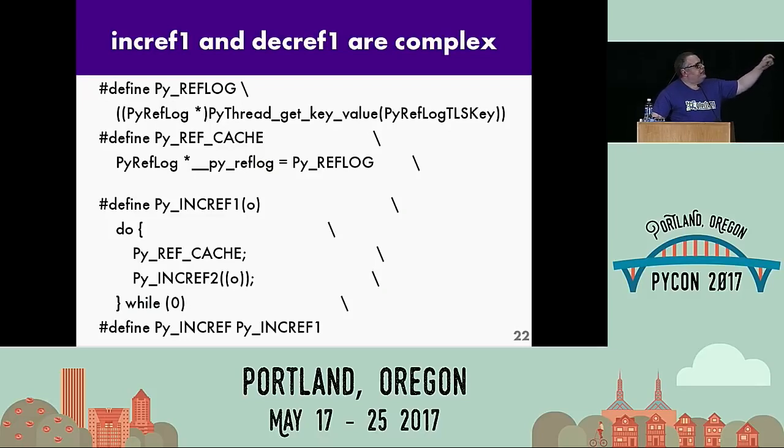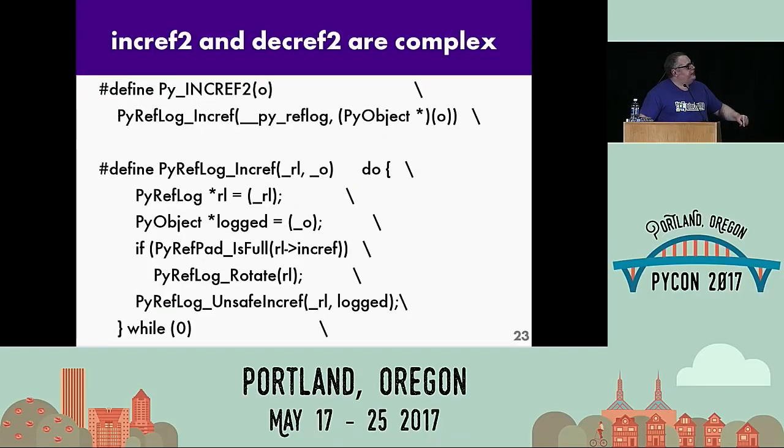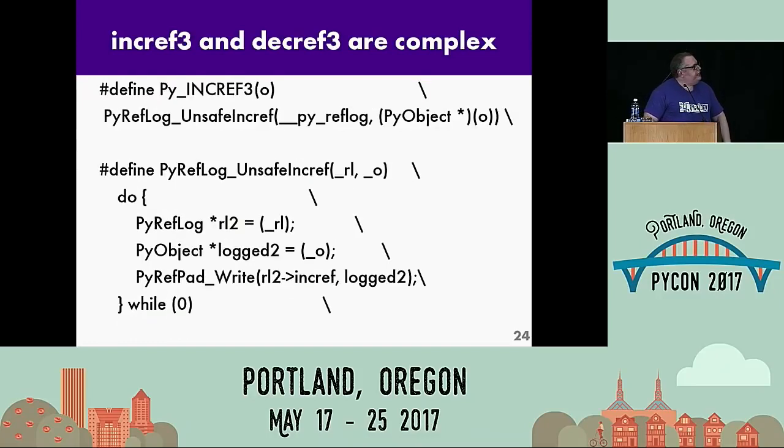Incref1, what it does is it goes to thread local storage and pulls out this reflog object, which is where we're storing our reference counts per thread. And it does an incref2 on the object now. So incref2 is implemented like this, where we say, is there space in the reflog right now for me to write another pointer? Oh, there is. Then I'm going to go ahead and write one. Oh, there isn't? Then I need to rotate the logs out, get fresh incref and decref buffers, and now I write the log. And then I have 3, which is unsafe, which just writes the thing directly.